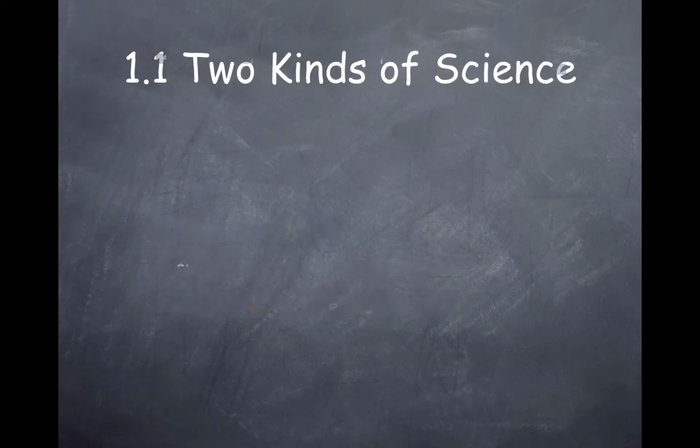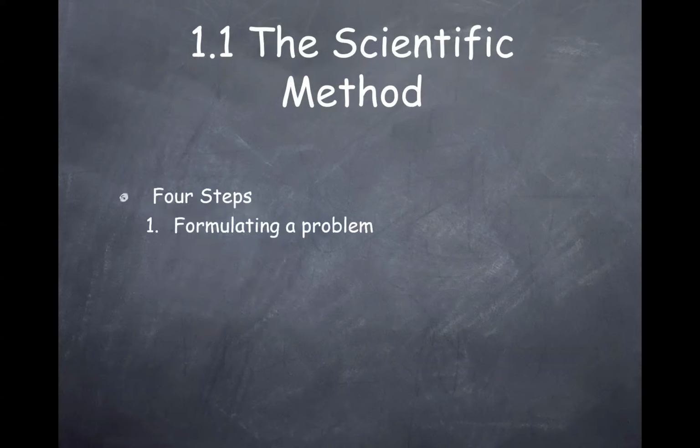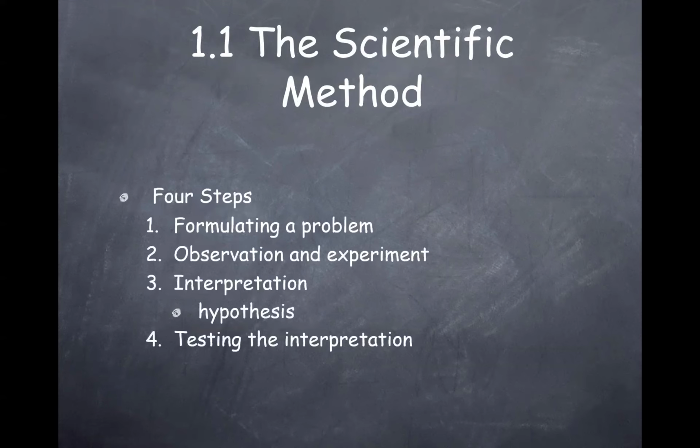Now, there's two types of sciences. You got your life science, which deals with living things, your physical science, which deals with non-living things. Now, when you talk about the scientific methods, we're talking about four steps. The first one is formulating the problem. The second one is observation and experiment. The third one is interpretation, which talks about the hypothesis. And the last one is you test your interpretation.